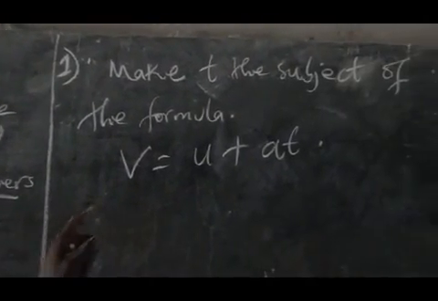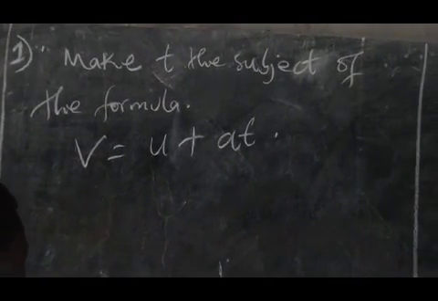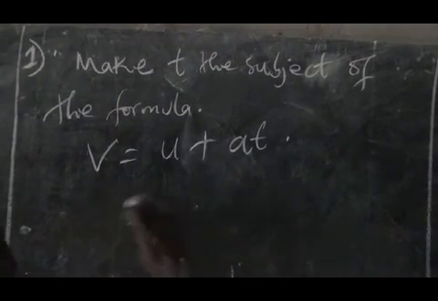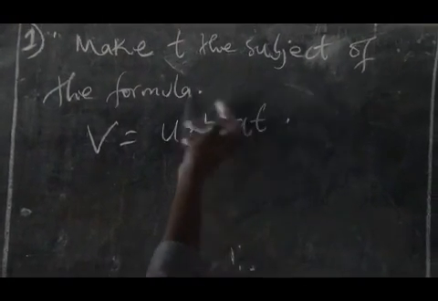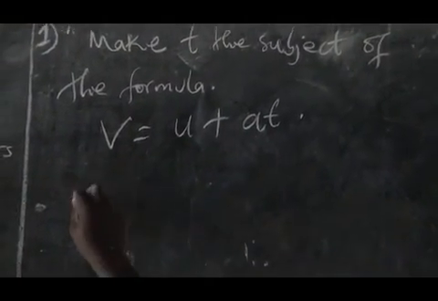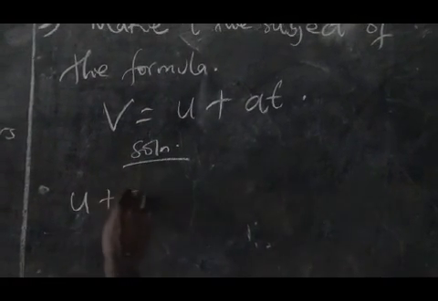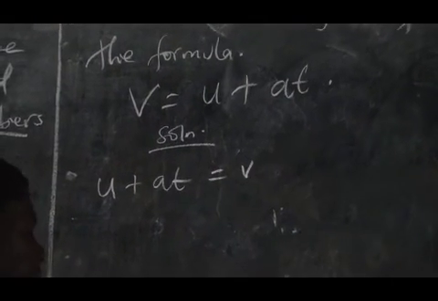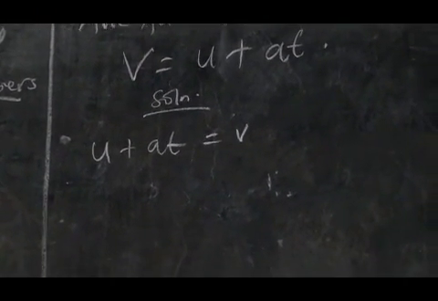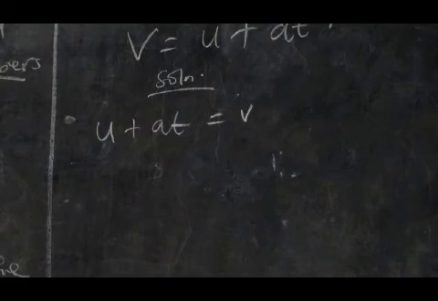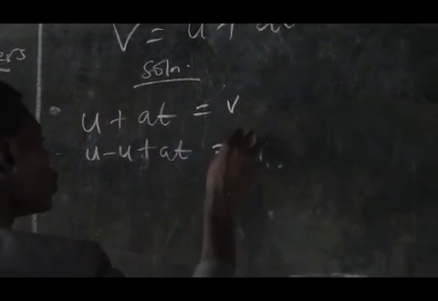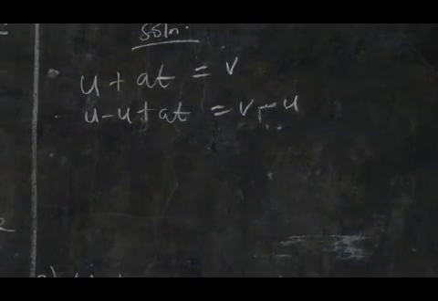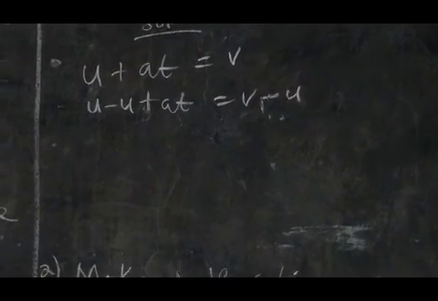Number 1, make T the subject of the formula. I come here and start. If I have this, it means that I can first interchange and bring this one this side. Under my solution, I say U plus AT equals V. That's step number 1, which is correct to make the work easier. Then I say U minus U plus AT equals V minus U. I'm taking U the other side.